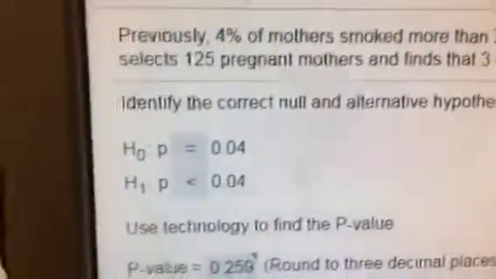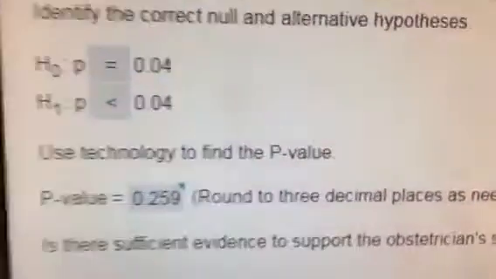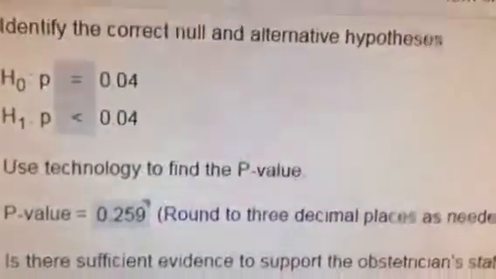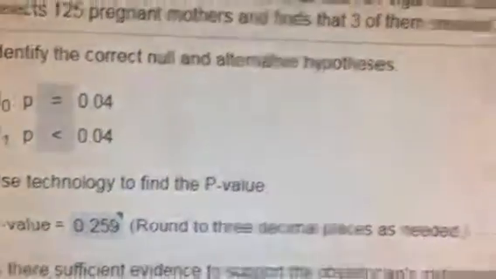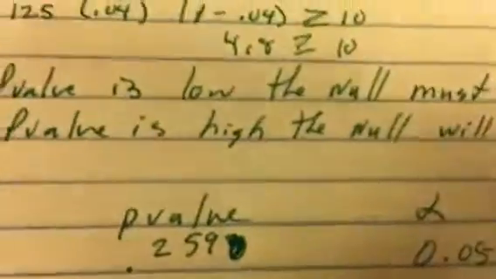Okay, so they ask us to fill in our null and our alternative, put in our p-value, so they use 0.259. So what I'm going to do is compare it to my alpha. So it's 0.259, and we have this. So p-value is high. If p-value is high, the null will fly. Okay, let's go to our statement that you have to write down. The null will fly. We reject the alternative.